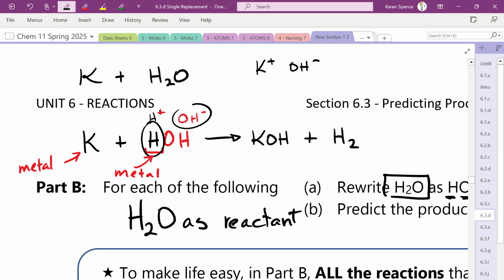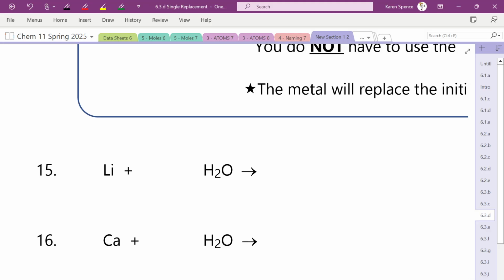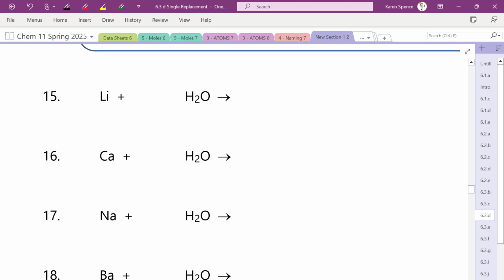Okay? And then we balance the hydroxides separately from the H's. So we have two H's on the right. That means we need to have two H's on the left. That also gives us two hydroxides. So we need to have two hydroxides, which gives us two K's, which means we need to have two K's, and then we are done. Okay? And you guys are going to try 15, 16, 17, 18. Okay?